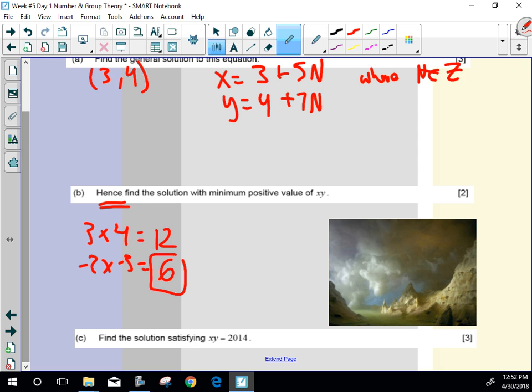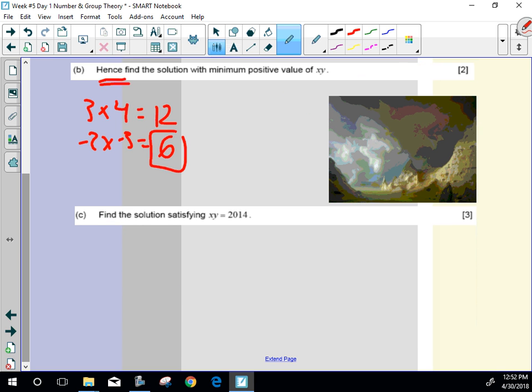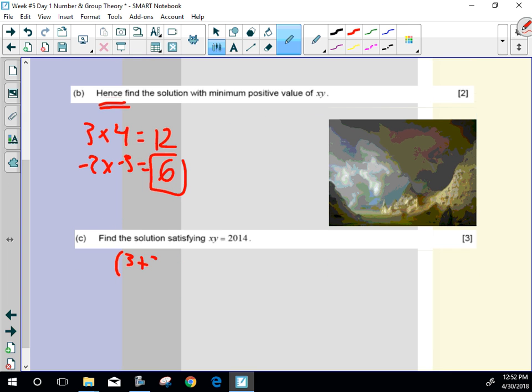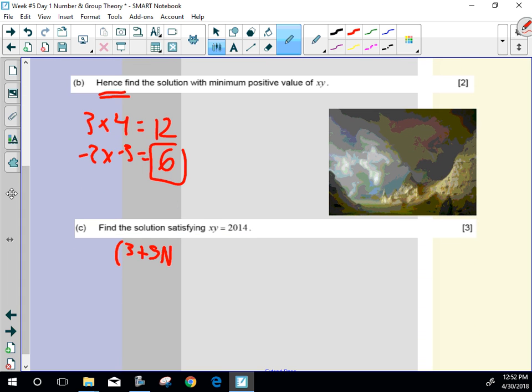All right, then it says C, find the solution satisfying xy equal to 2014. So we just take that where we said x was 3 plus 5n, right? And then we have 4 plus 7n. And that's going to be equal to 2014. Now, I tried this with their minimum value. I don't know if it'll work with this one, if it'll be the same.